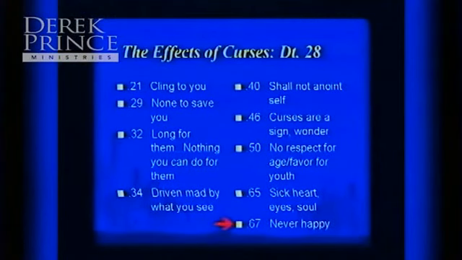And verse 67, finally, in the morning you shall say, oh, that it were evening. And at evening you shall say, oh, that it were morning, because of the fear which terrifies your heart and because of the sight which your eyes see. When people are under a curse, they're never happy. It doesn't matter if it's their birthday, Christmas, the best of things can happen, but there's always something inside them which is never at rest, never fulfilled.